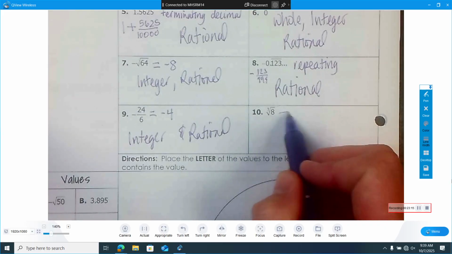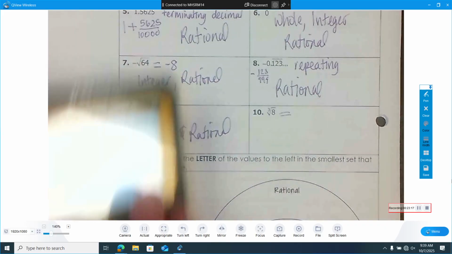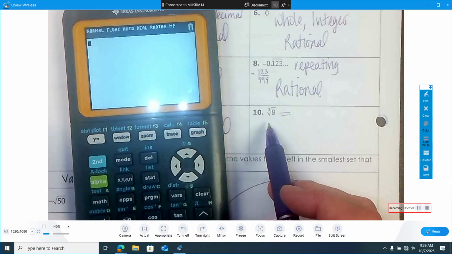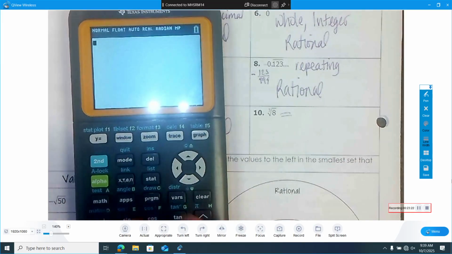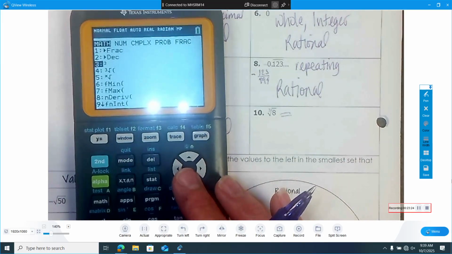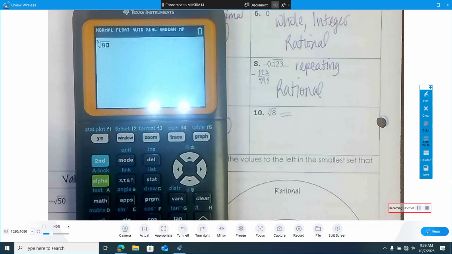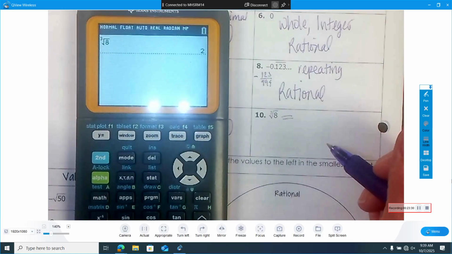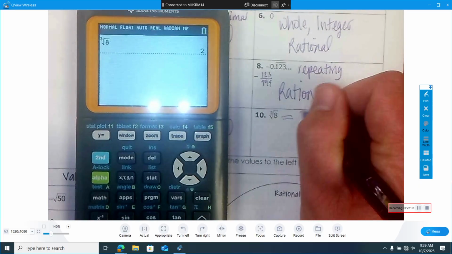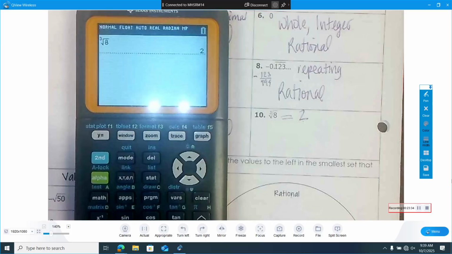And cube root of 8. I think cube root of 8 cleans up. Where can we find the cube root button in our calculator? Math. Under the math menu, we got the cube root of 8. What do you think it is? 2, because 2 times 2 times 2 is 8. So it is 2. That cleans up super nice.